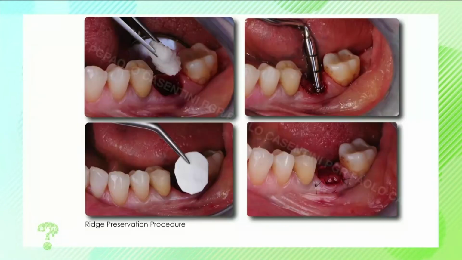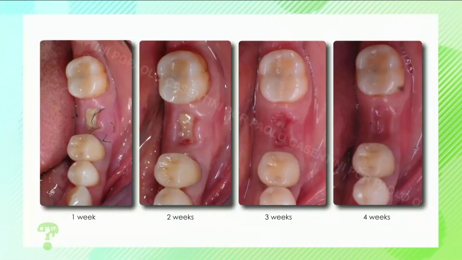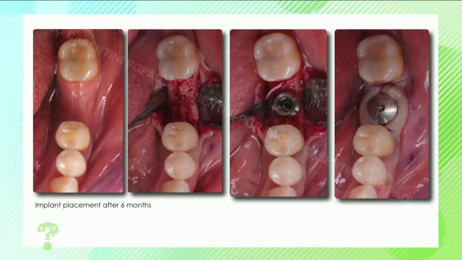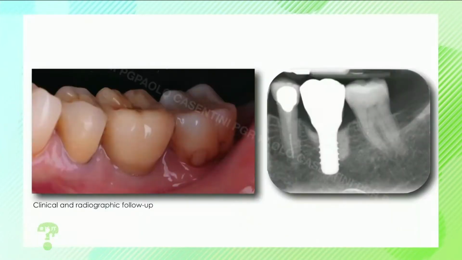So let's see a couple of cases. A molar site is grafted after extraction, and you see a collagen membrane is applied to protect and to seal the socket and stabilized with some sutures. The typical healing process is highlighted by slide number 7, where you see how the site reepithelizes in 4 weeks. And then after 6 months of healing, it is possible to place an implant in the best prosthetic position and finalize the case. You see the final result in slide number 9.